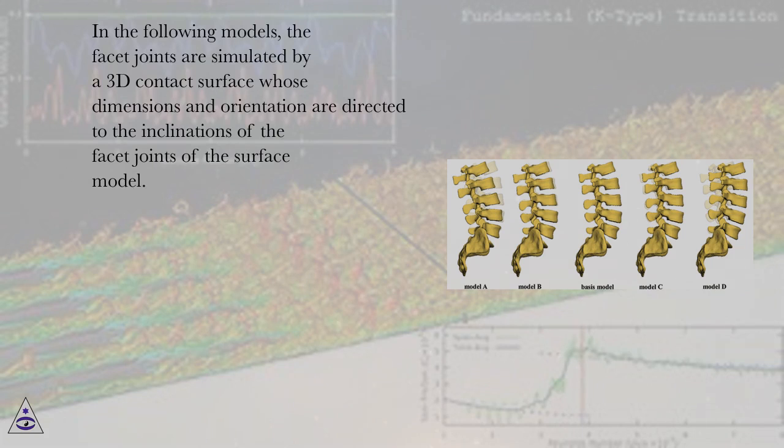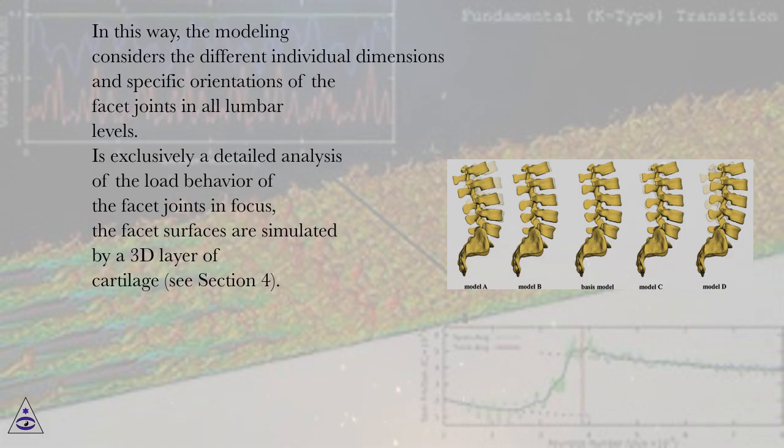In the following models, the facet joints are simulated by a 3D contact surface whose dimensions and orientation are directed to the inclinations of the facet joints of the surface model. In this way, the modeling considers the different individual dimensions and specific orientations of the facet joints in all lumbar levels. If exclusively a detailed analysis of the load behavior of the facet joints is in focus, the facet surfaces are simulated by a 3D layer of cartilage, see section 4.